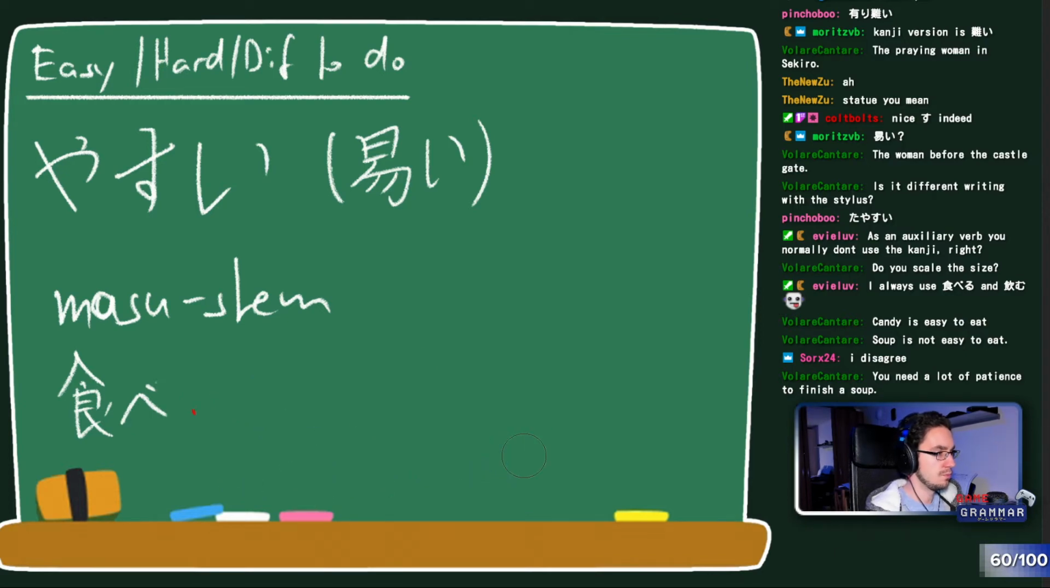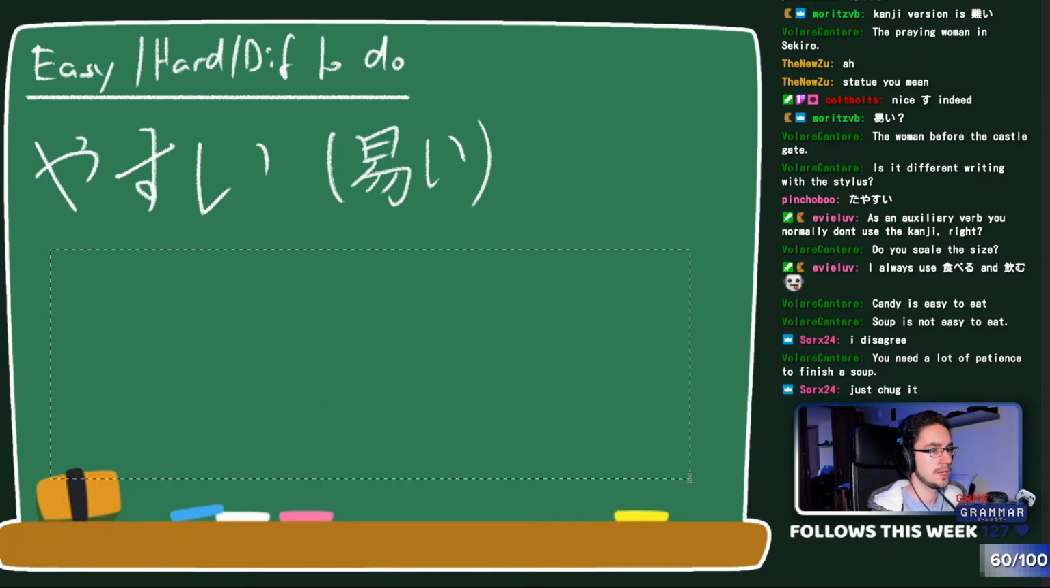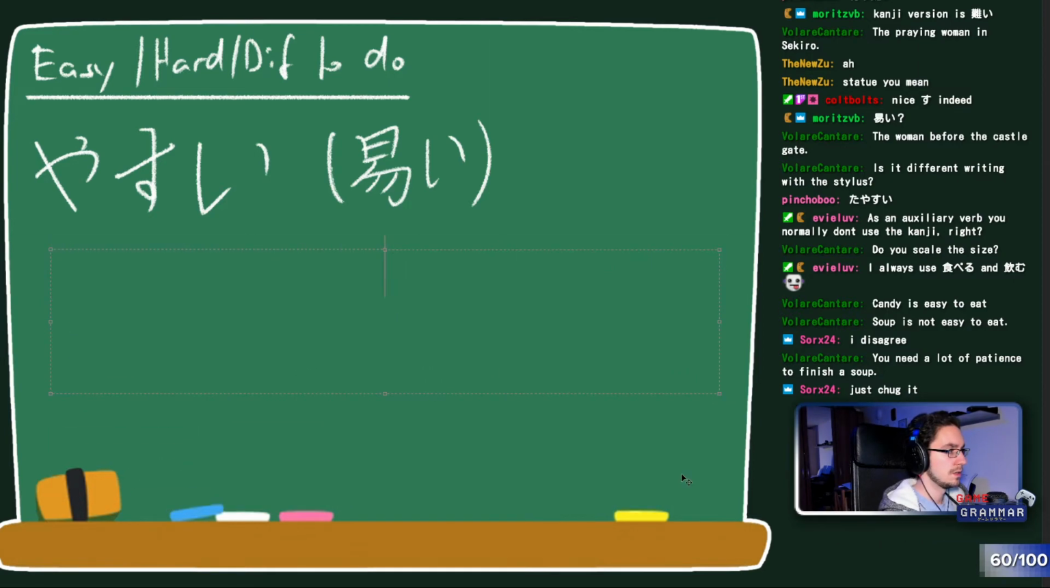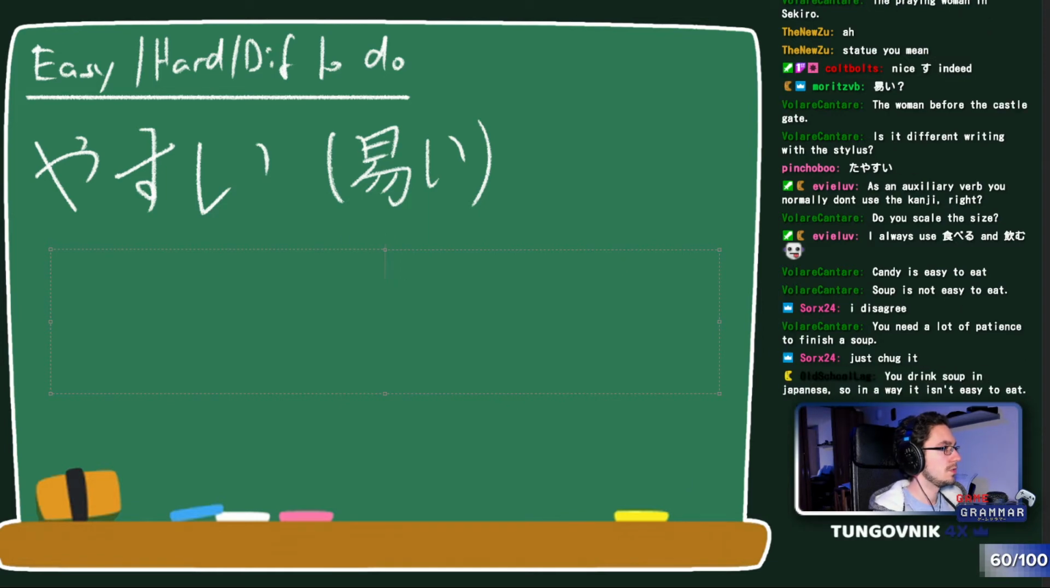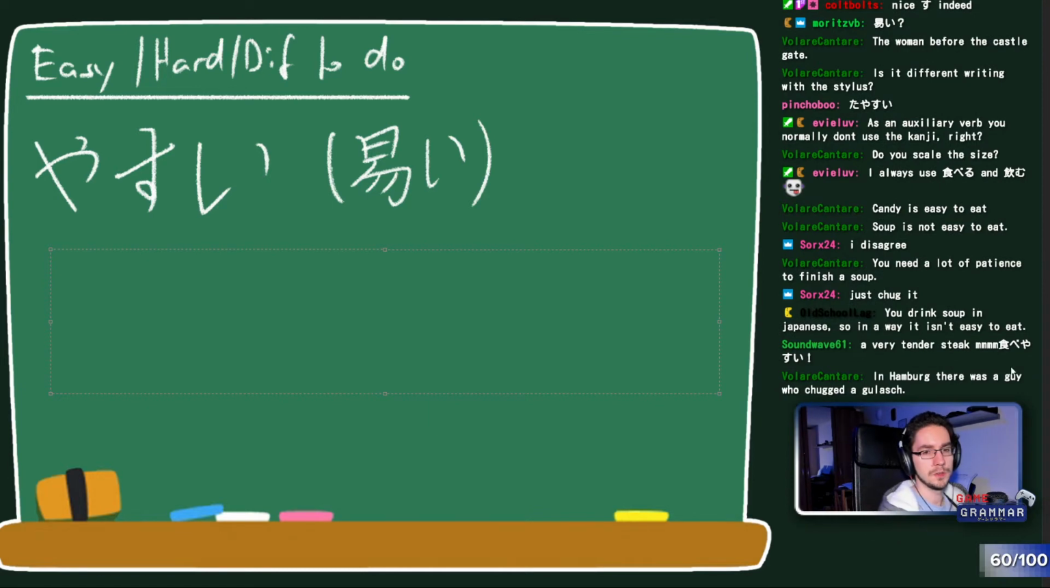So let us move straight along to example sentences, which will more clearly illustrate the usage. Let's draw a little text box here. Maybe make it this big. I need to select the font that I need, which is this one. Good thing I already know which font I use, else this would be annoying. So, for example, we can use this one. Very tender steak. Yeah, you drink soup in Japanese, so it's easy to eat. Yeah, I guess.